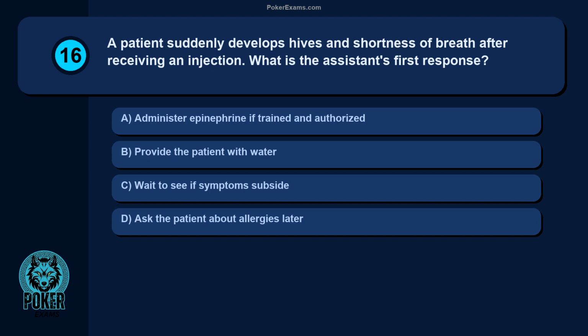Question 16. A patient suddenly develops hives and shortness of breath after receiving an injection. What is the assistant's first response? Administer epinephrine if trained and authorized. Provide the patient with water. Wait to see if symptoms subside. Ask the patient about allergies later.